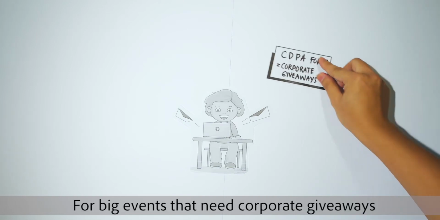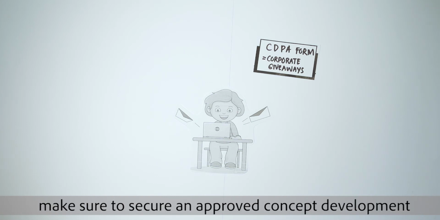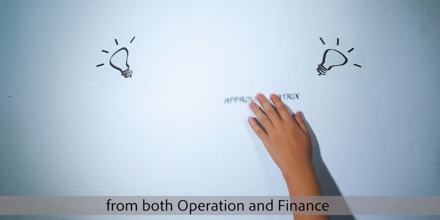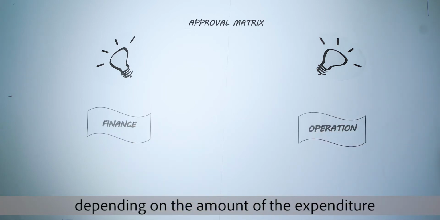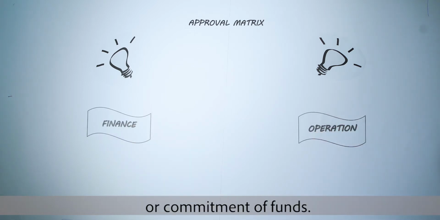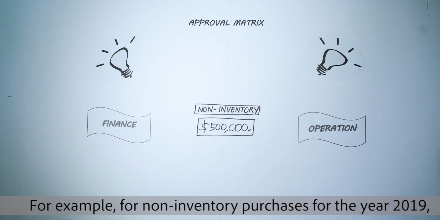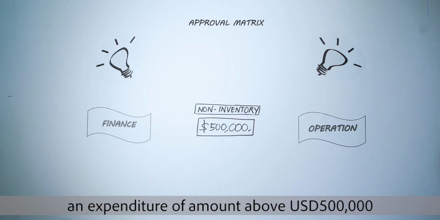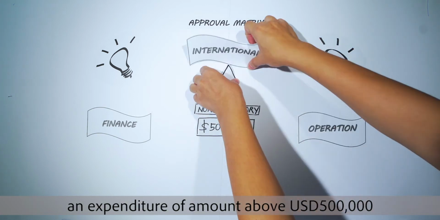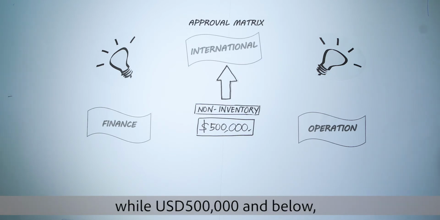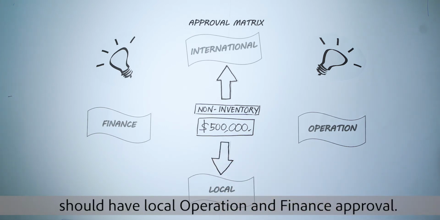For big events that need corporate giveaways, make sure to secure an approved concept development and printing approval form or CDPA. We normally seek budgetary approval from both operation and finance depending on the amount of the expenditure or commitments of funds. For example, for non-inventory purchases for the year 2019, an expenditure of above $500,000 should have an international operation and finance approval, while $500,000 and below should have local operation and finance approval.